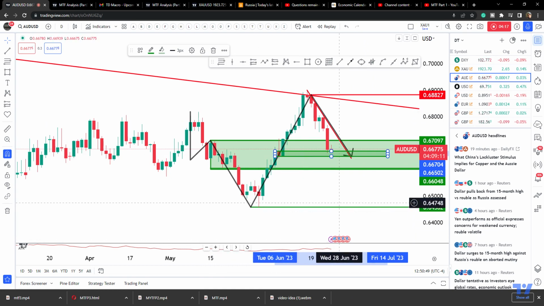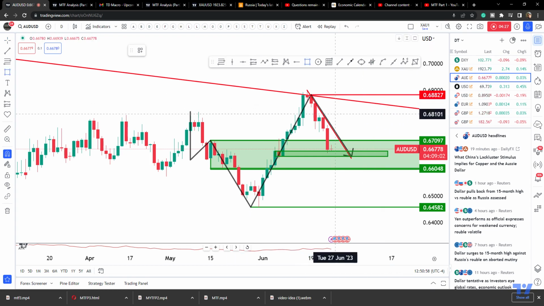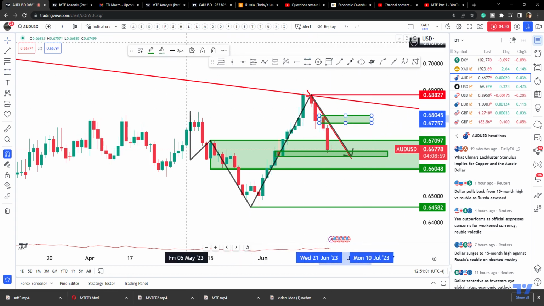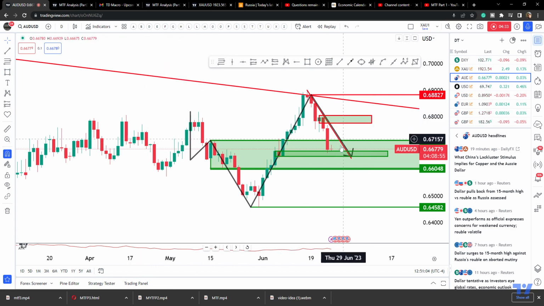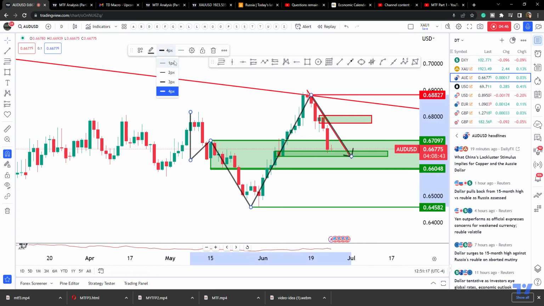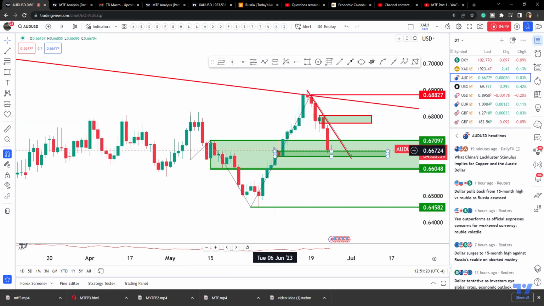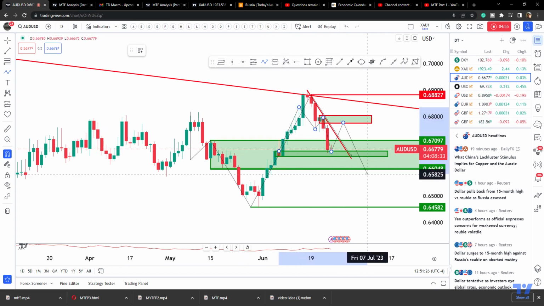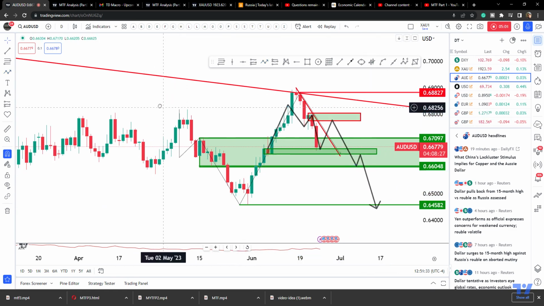And then the target on the downside is all the way down here. The target on the upside is 68.80s. For the meantime, we've got this potential support resistance area that we could move up into. But the bias is to the downside. But we could see a correction before that. So, something like that.